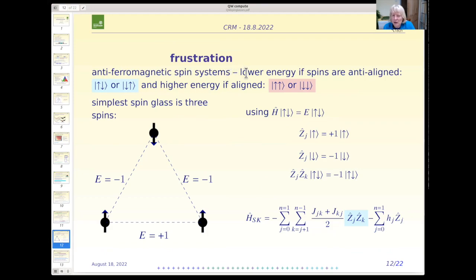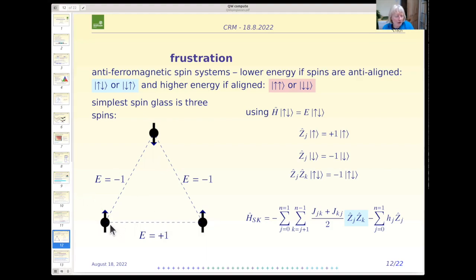where you have a lower energy if the spins are anti-aligned. So we have two spins like this or like this, compared to if they're aligned like this or like this. So that will have higher energy than this. So here are three spins, the simplest example where this happens.